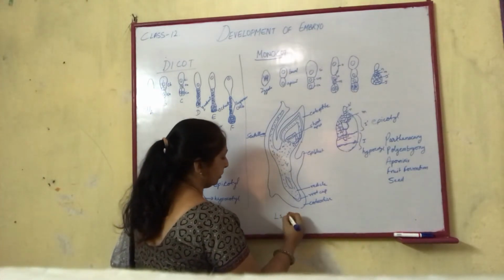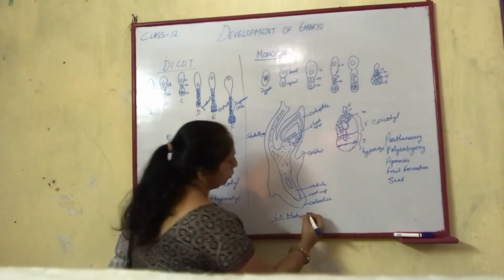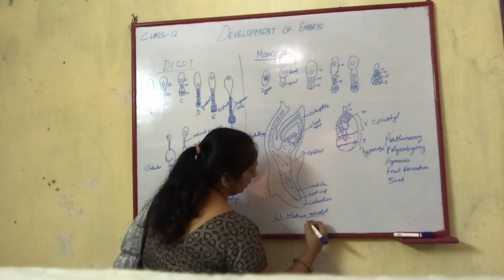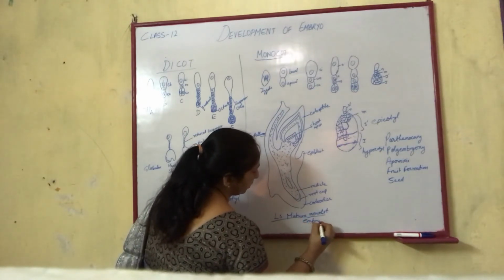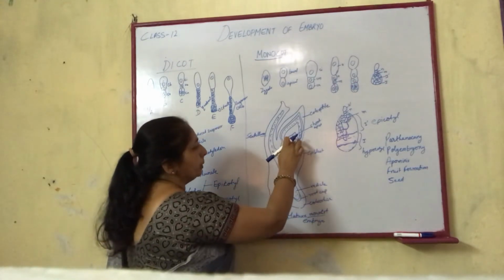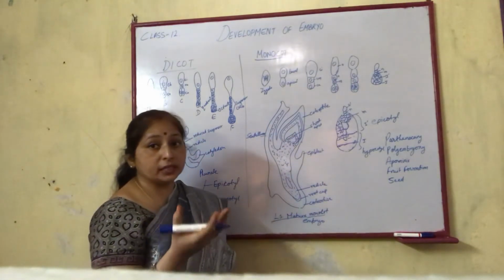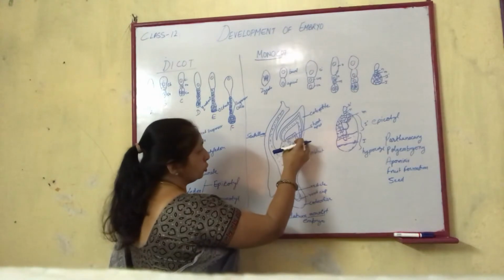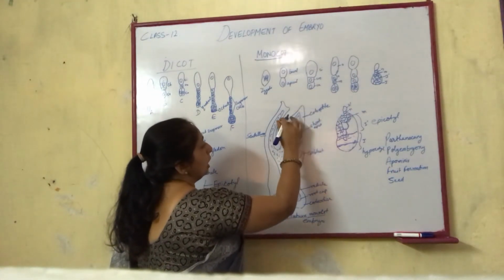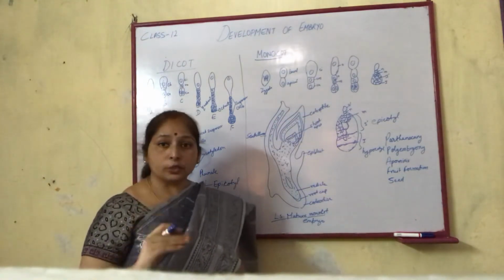Now after this, this is the LS of a mature monocot embryo. In this structure, this one is the shoot apex. This heart-shaped structure, it appears to be heart-shaped. So this structure is the shoot apex. It is covered by an undifferentiated mass, which is the coleoptile. It covers the shoot apex.